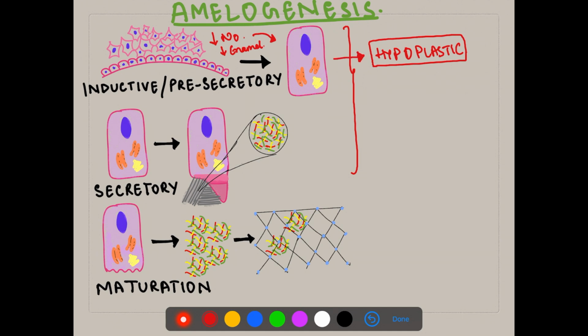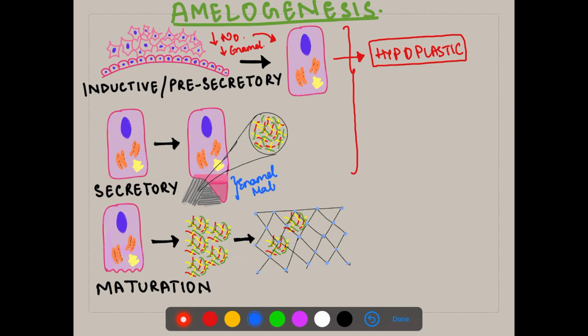There's one more cause for the hypoplastic type of amelogenesis imperfecta, and that's in the second stage of amelogenesis, the secretory stage, wherein the enamel matrix is laid down.